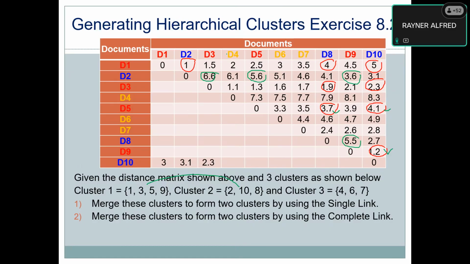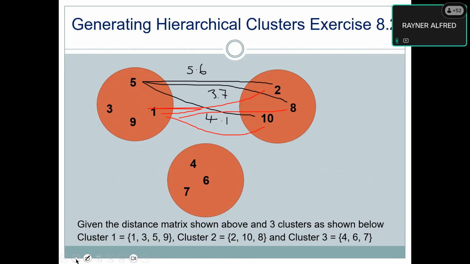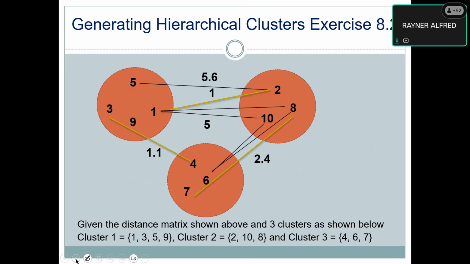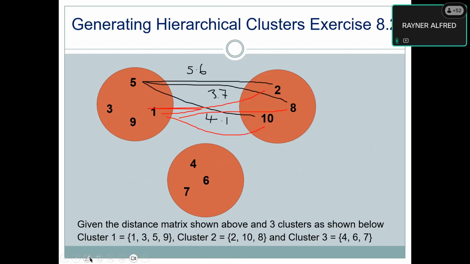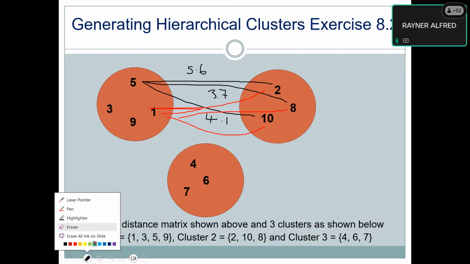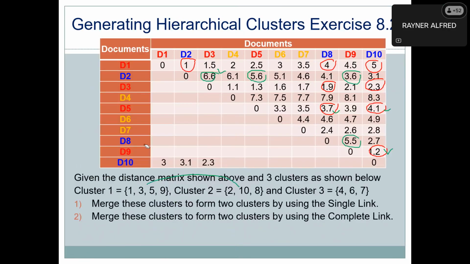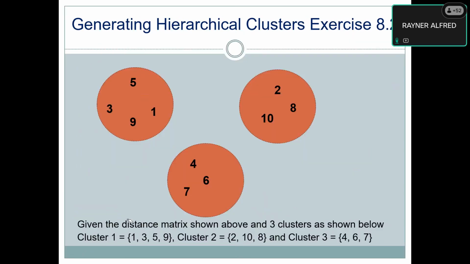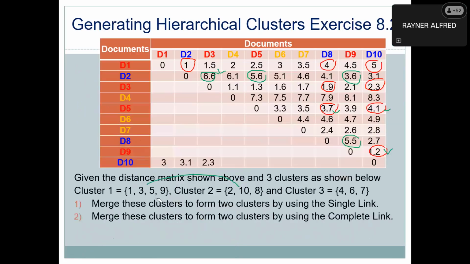So the maximum value would be, what is the maximum value? 6.6, right? Okay. So we can tell that for the complete link, the maximum value would be 6.6. So that is between 2 and 3.